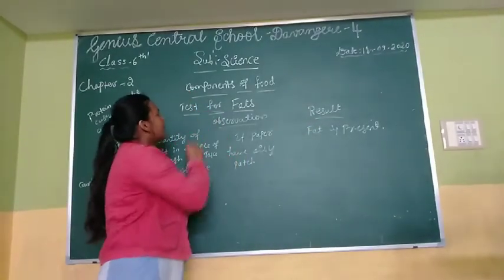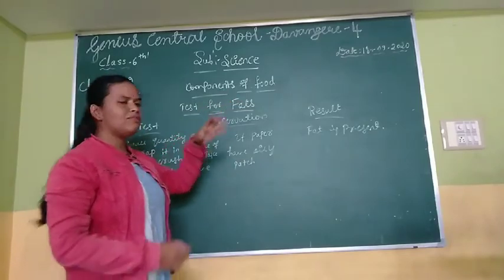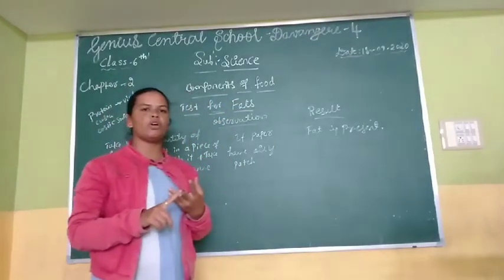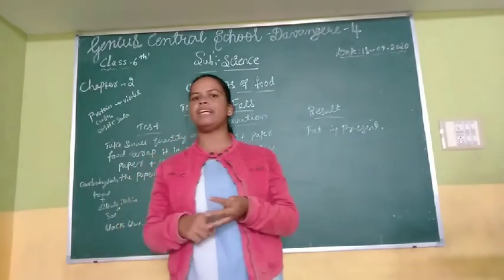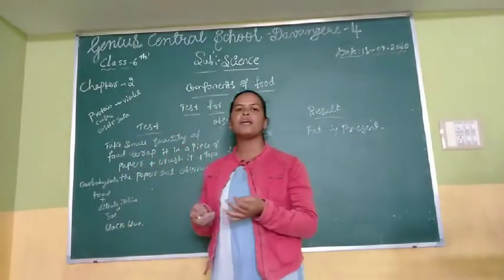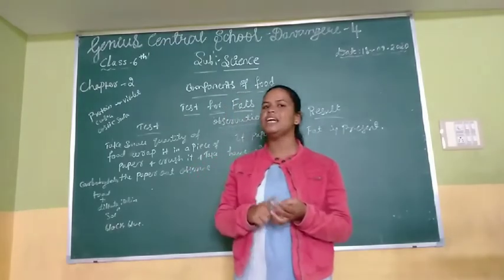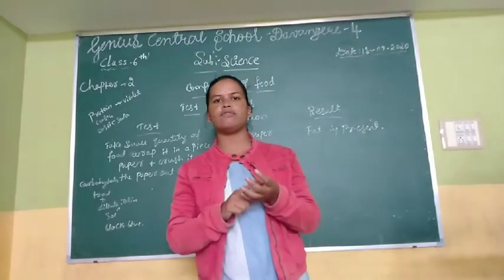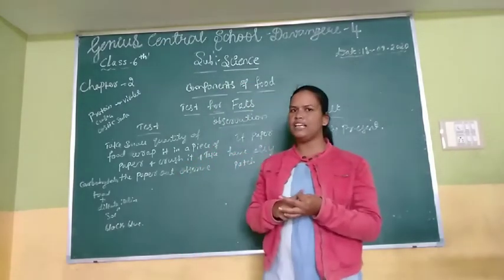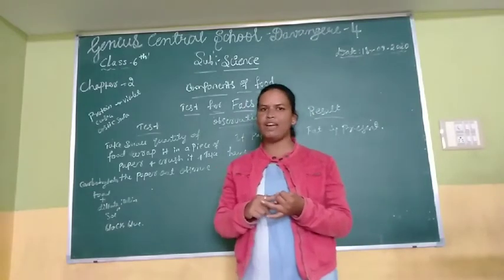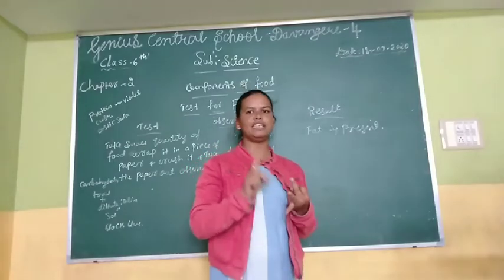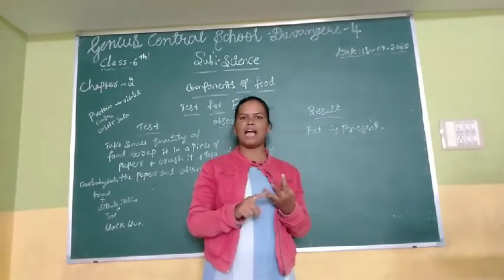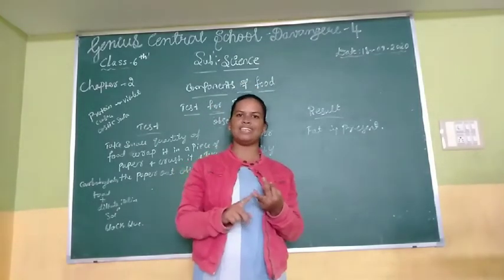Understand? Test for components of food. The food components are carbohydrate, protein and fat. We have already done the carbohydrate test, protein test and fat test. How is the carbohydrate test done? You have to take a small quantity of the foodstuff and add dilute iodine solution. Shake it well. If a black blue color appears, it means the given foodstuff contains carbohydrate. Understand?